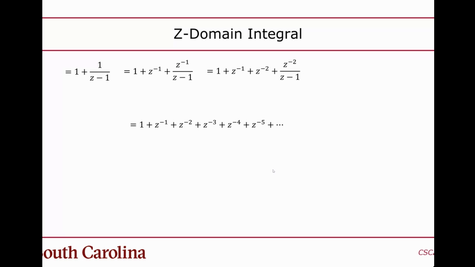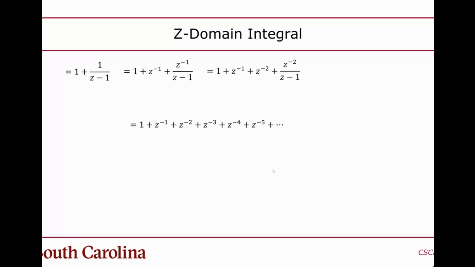If I keep doing this over and over again, repeatedly, I'm going to have 1 plus z to the minus 1 plus z to the minus 2 plus z to the minus 3 plus z to the minus 4 plus z to the minus 5. And this will literally just go forever until I get to basically the first sample. Well, that makes sense, though, because that's exactly what the summation is doing, right?